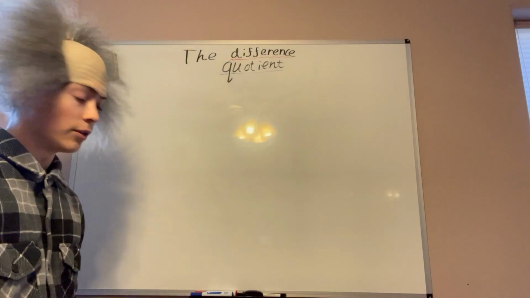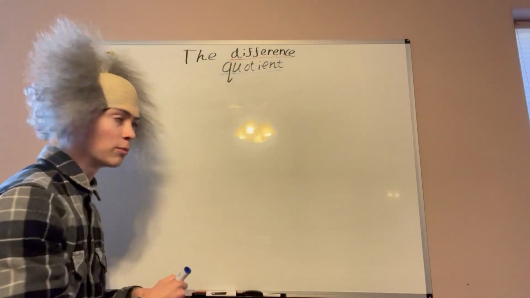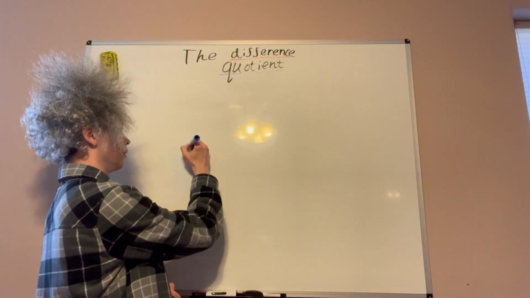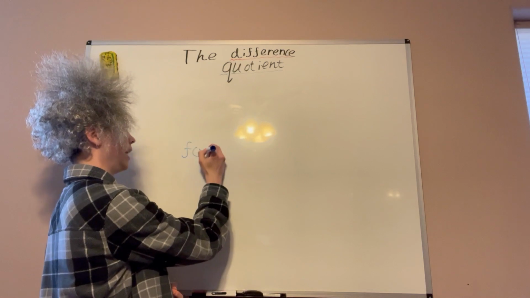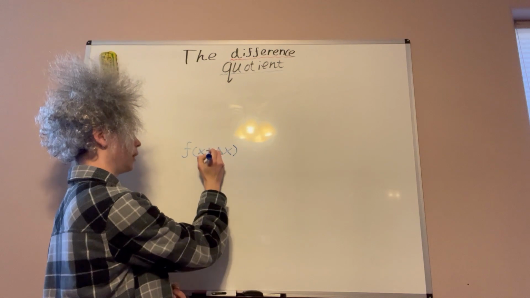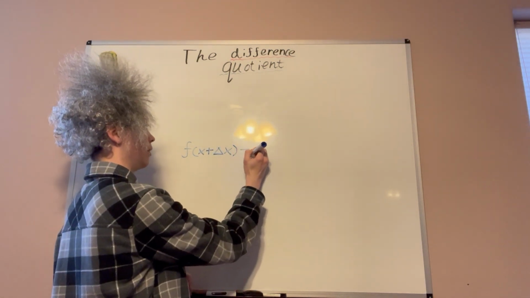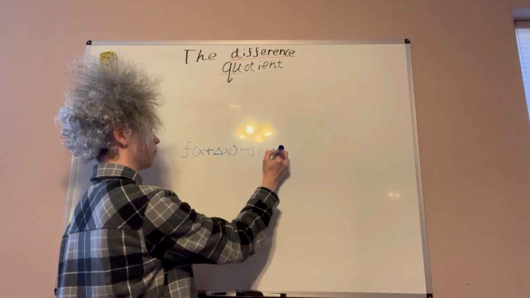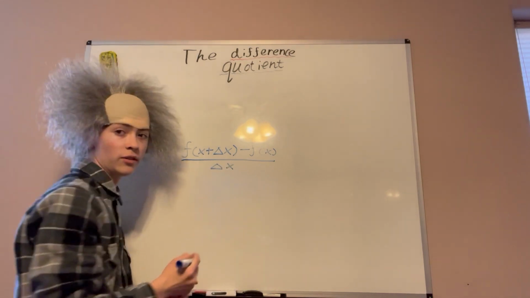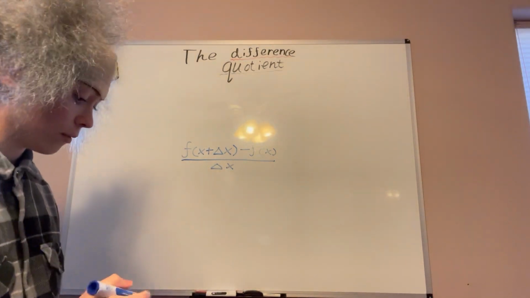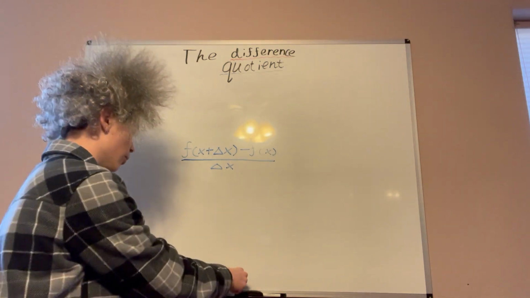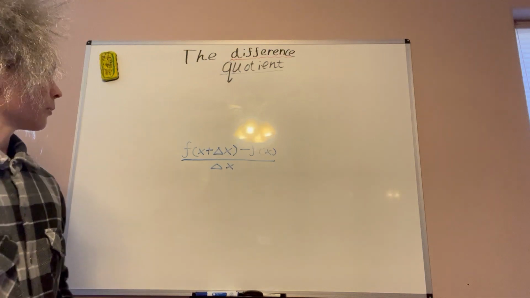Okay, difference quotient. If you've ever taken a pre-calculus class, you've probably seen this before. Essentially, it is f of x plus the change in x, minus f of x, all over this delta x. And this delta x is the change in x, the change in our input value. We'll go through this in a different color.